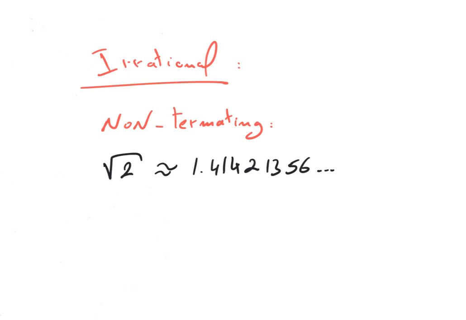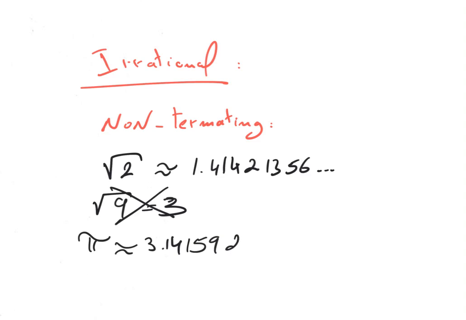So that's called irrational. As you know, the square root of 2 is not a perfect square. Unlike the square root of 4 or the square root of 9, which is 3. Since 9 is a perfect square, 3 is rational, not irrational. What about pi? We know that pi is about 3.14159265, and so on and so forth. Again, this is not terminating.